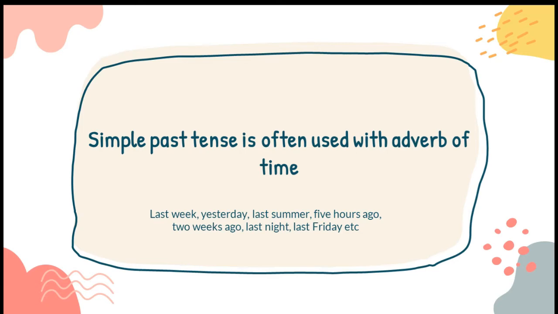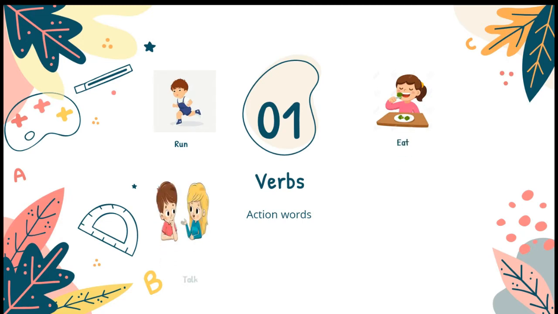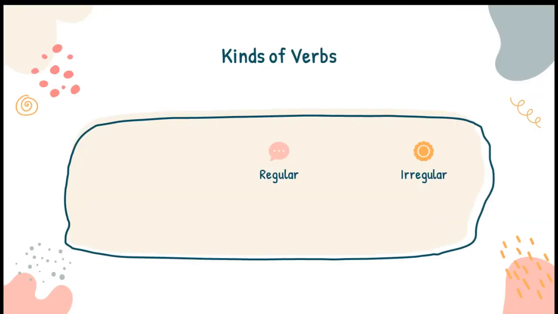Okay, now let's come to verbs. Now, what is verb? After we learned last week, do you know what is verb? Yeah, verb is action words. Yeah, action words such as run, eat, talk, and study. Now, I have told you before that there are 2 kinds of verbs, which is regular and irregular.